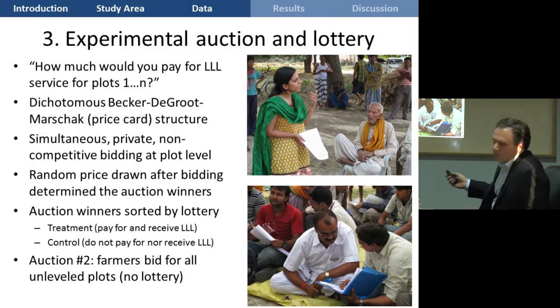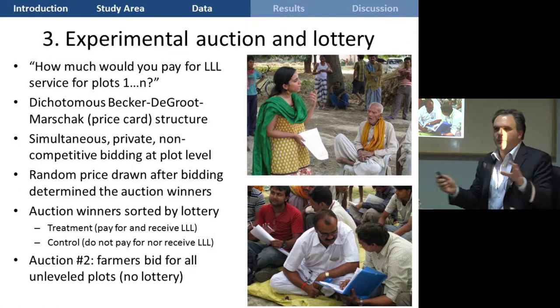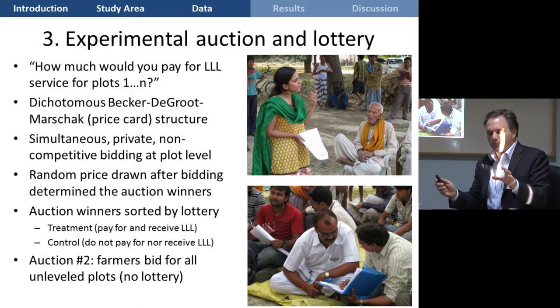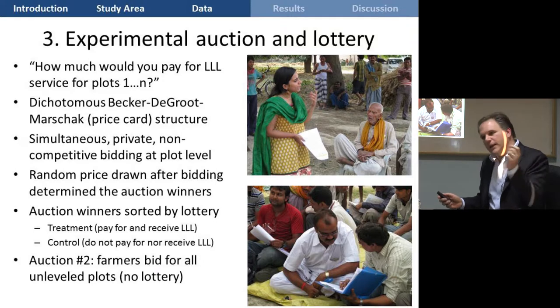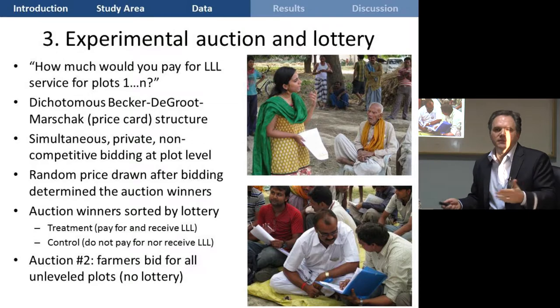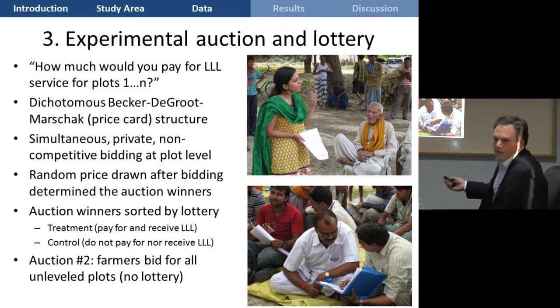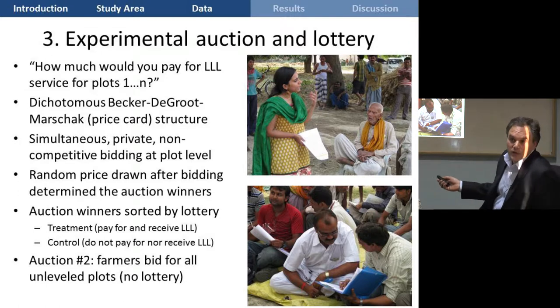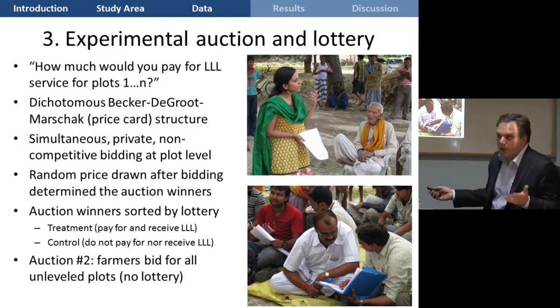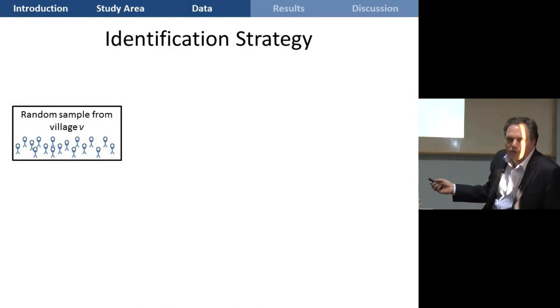And then after the auction, we took those who had won and separated them into two groups. We assigned a blue chip and a red chip and a white chip to them. And then we had a random draw. Anybody who got the red chip won the lottery. They were basically treated. They were the randomized treatment group. Those that didn't, but wanted to or were willing to pay for the service, did not receive it. They were our control. This is your identification strategy, right?